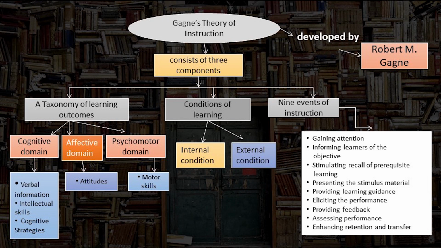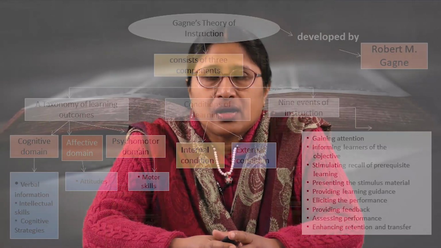Coming to the external condition, that is how a teacher, or a tutor in distance education, prepares the learner for the learning process. What are the stimuli that the teacher provides to the learner? That comes as the external condition. Then come the 9 events of instruction. Before coming to the 9 events of instruction, we can see once again what the outcomes of Gagne's theory are, meaning the learning outcomes of Gagne's theory.